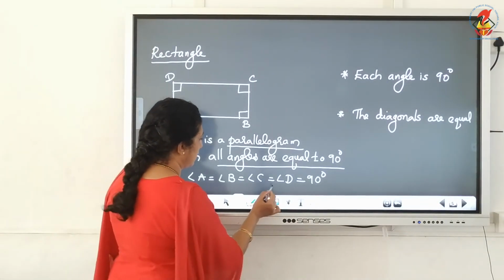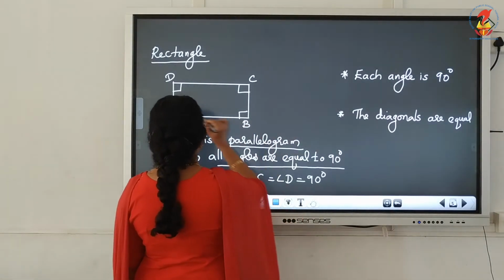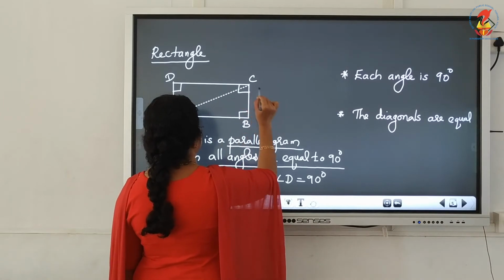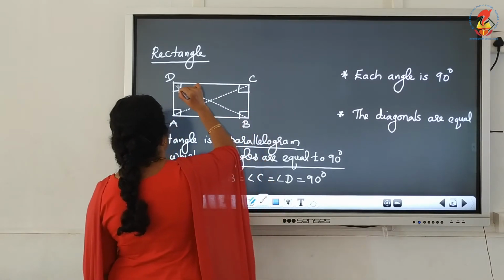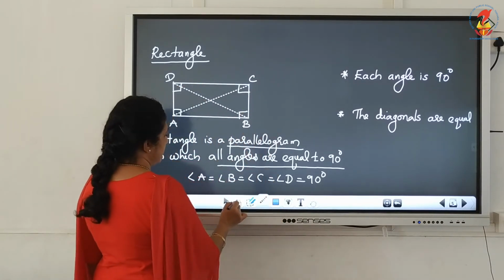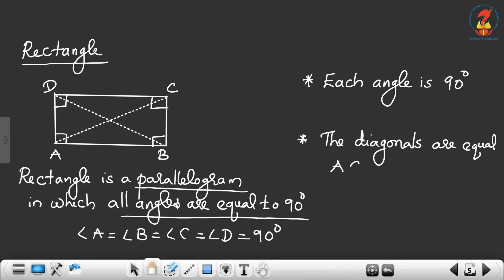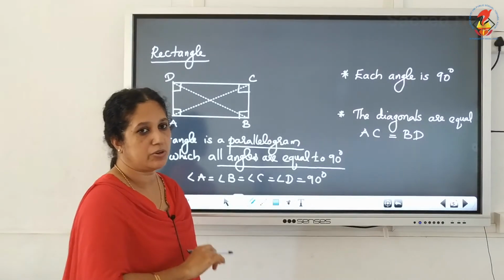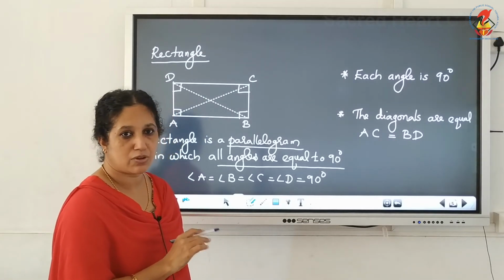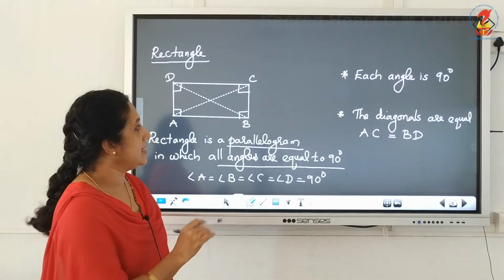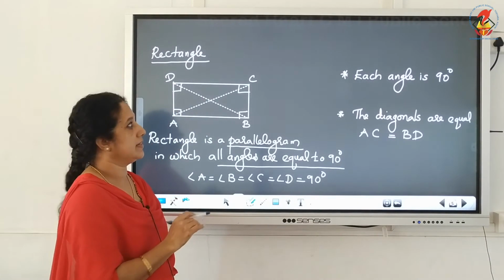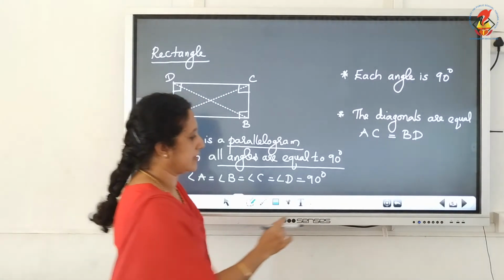So when you join the opposite vertices, we will get the diagonals. AC is one diagonal and BD is another diagonal, and we can say that the diagonals are equal, means AC is equal to BD. The diagonals are not equal in the case of a rhombus. Here the diagonals are equal in the case of rectangle.